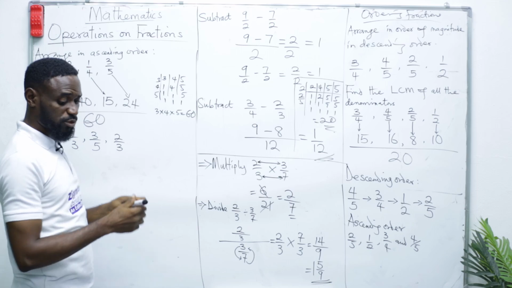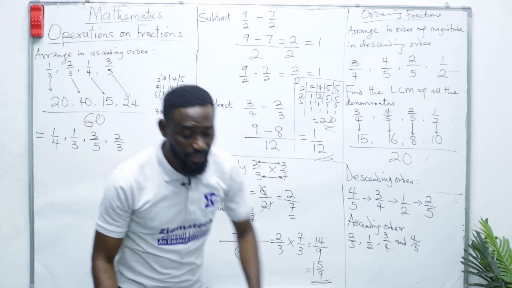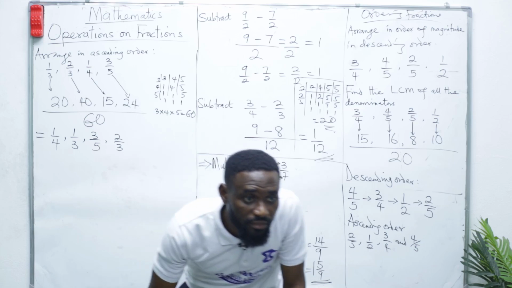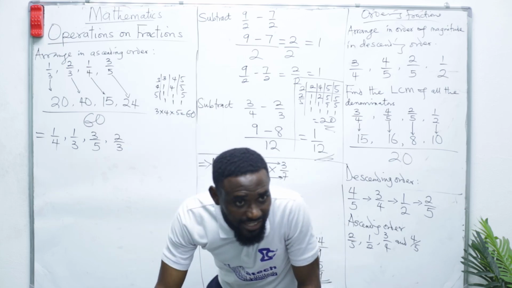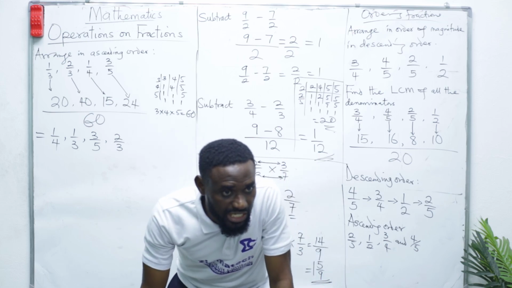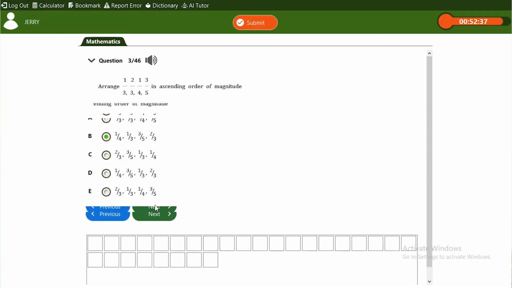So if we look at the options we have there, we have 1 over 4, 1 over 3, 3 over 5, and 2 over 3. That is option B, the correct option. Is that okay? So you pick your option and you move to the next.